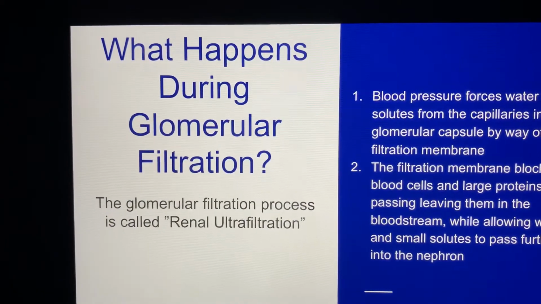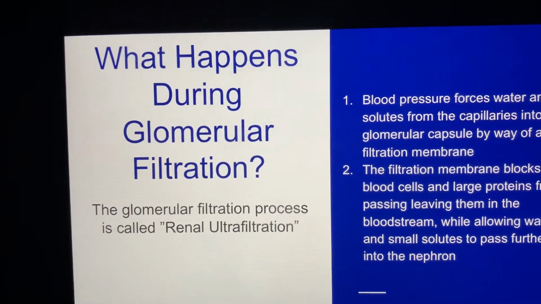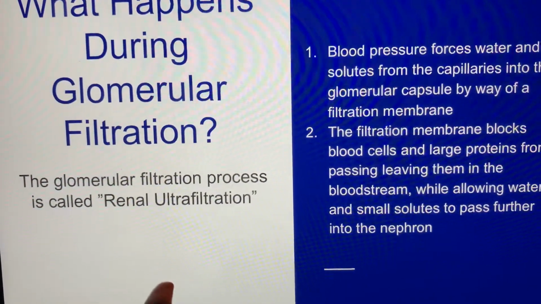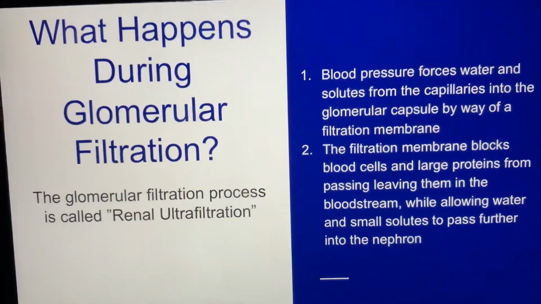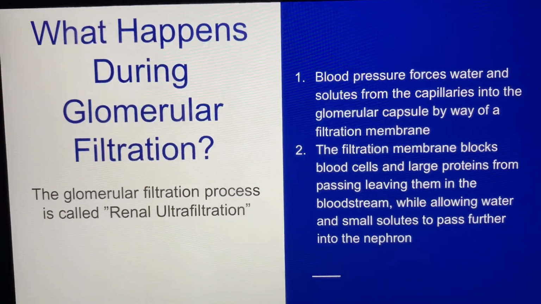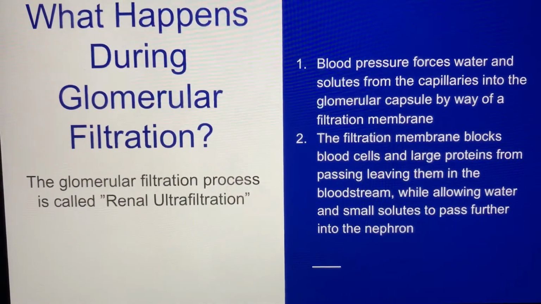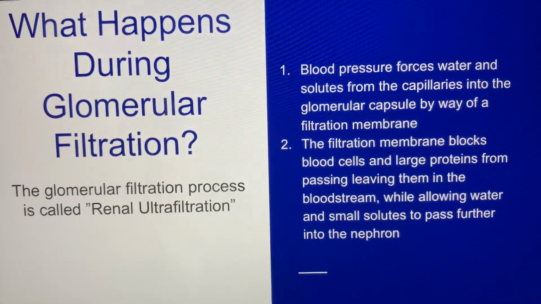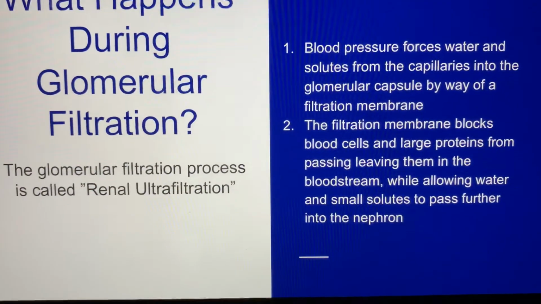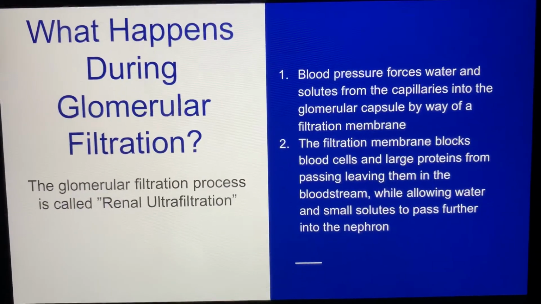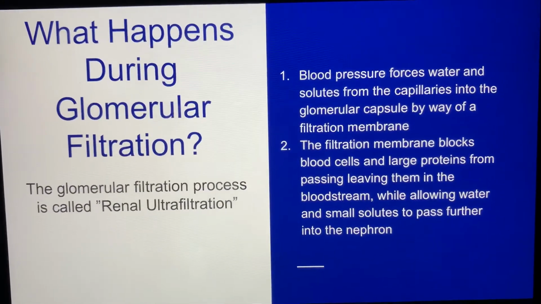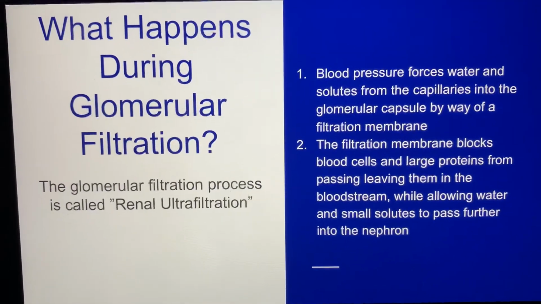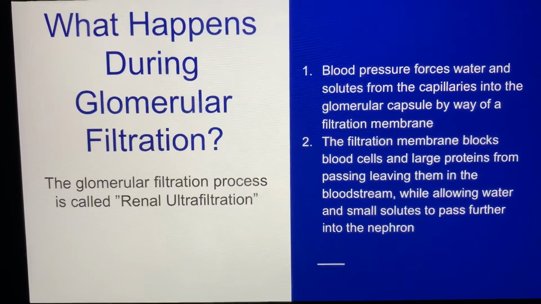What happens during glomerular filtration? Just a little side note here, the glomerular filtration process is also called renal ultrafiltration. What happens during this process is blood pressure forces water and solutes from the capillaries into the glomerular capsule by way of a filtration membrane. The filtration membrane blocks cells and large proteins from passing, leaving them in the bloodstream, all while allowing water and small solutes to pass further into the nephron.